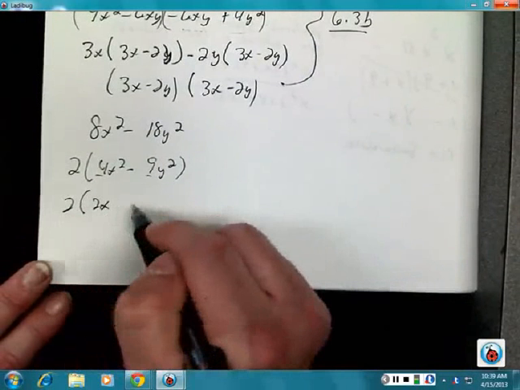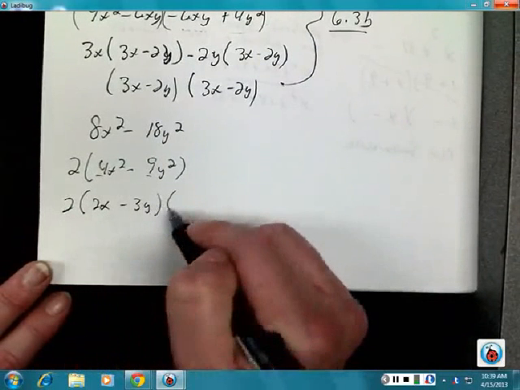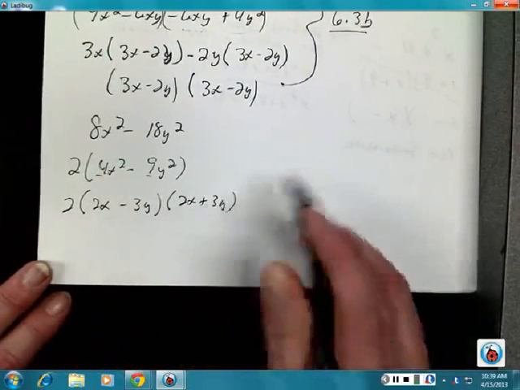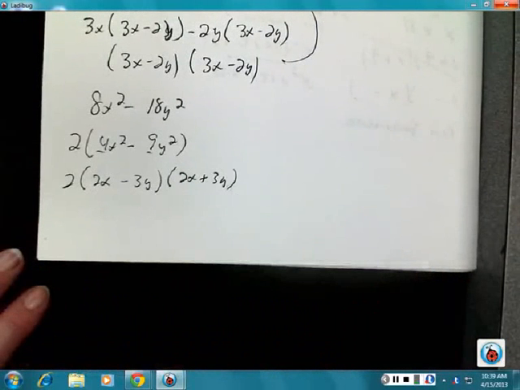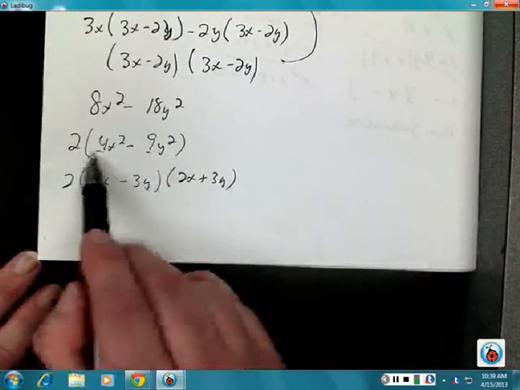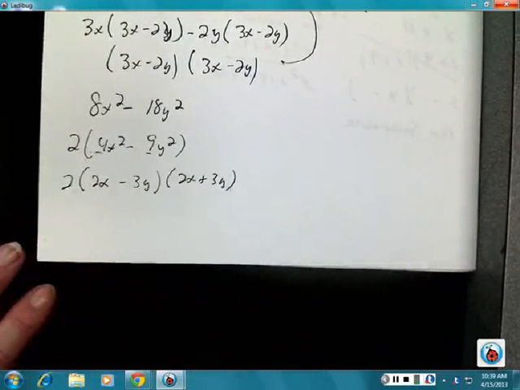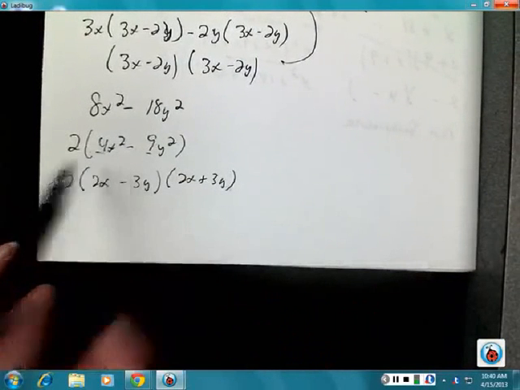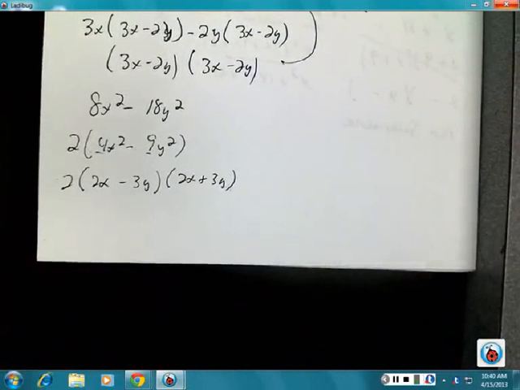So now it's 2x minus 3y and 2x plus 3y. And don't forget your 2 you pulled out in the very beginning. Perfect square, perfect square. So you can have numbers in front. You can have numbers that pop out in the front of those things. So you still have your perfect squares in there.